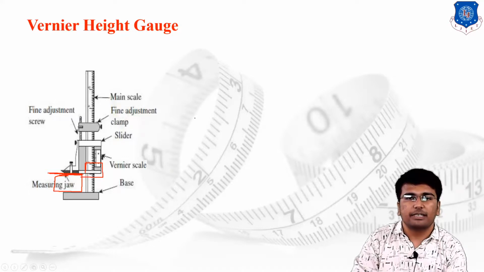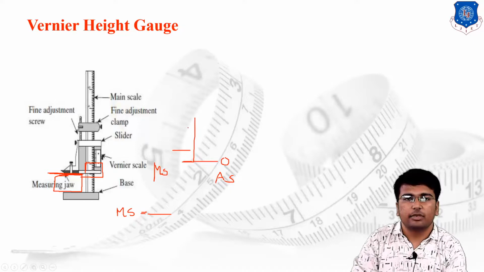The same concept of reading: first of all, check the position of the auxiliary scale. Suppose this is our main scale side and this is our auxiliary scale side. Then check the position of the auxiliary scale 0, where it stands on the main scale, and count the dimension on the main scale reading, say any number is there.